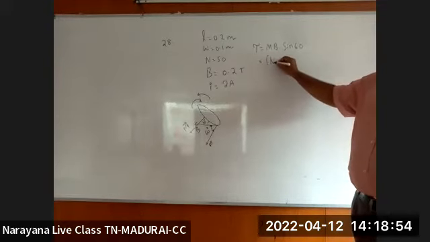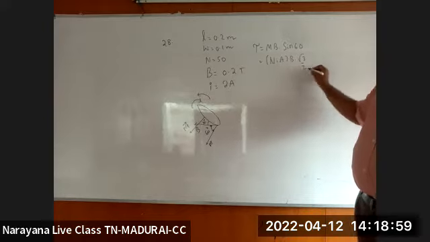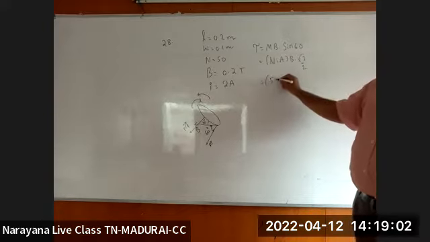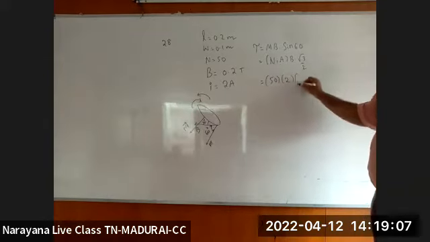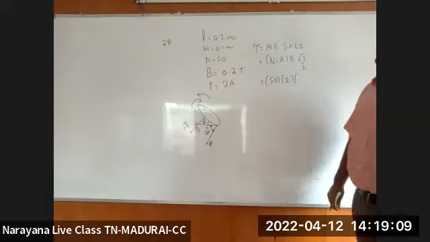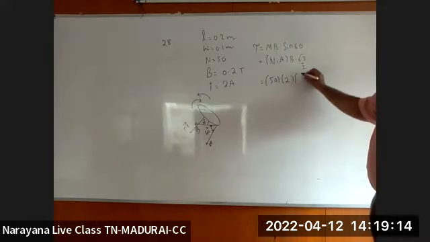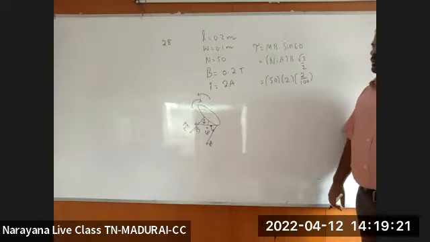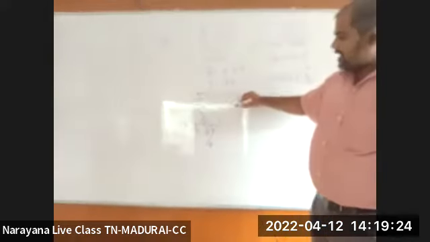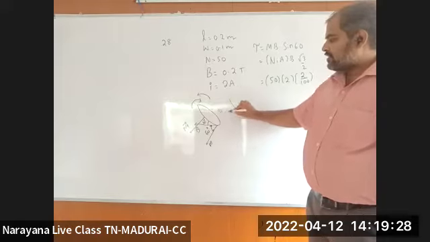How much is the formula? N I A B times root 3 by 2. Number of turns, how many? 50. How much current is flowing? 2 ampere. What is the area of the rectangle? Length into width, means 2 by 100. How is it sin 60? The plane of the coil with the magnetic field is given as 30 degrees.